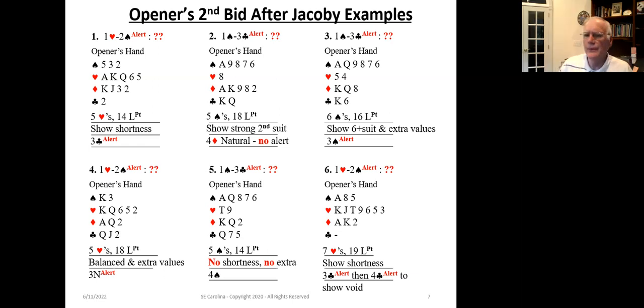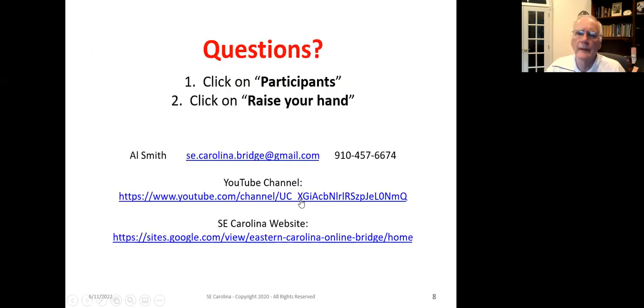Now, the reason I put this example in here is because your partner is probably going to start cue bidding. When you bid 4 clubs later in this hand, what that says is you've got a void, because the first one says you've got a singleton or void. If you rebid that suit later, it's saying that you have a void. So this is a way of clearly communicating to your partner that you've got a void.